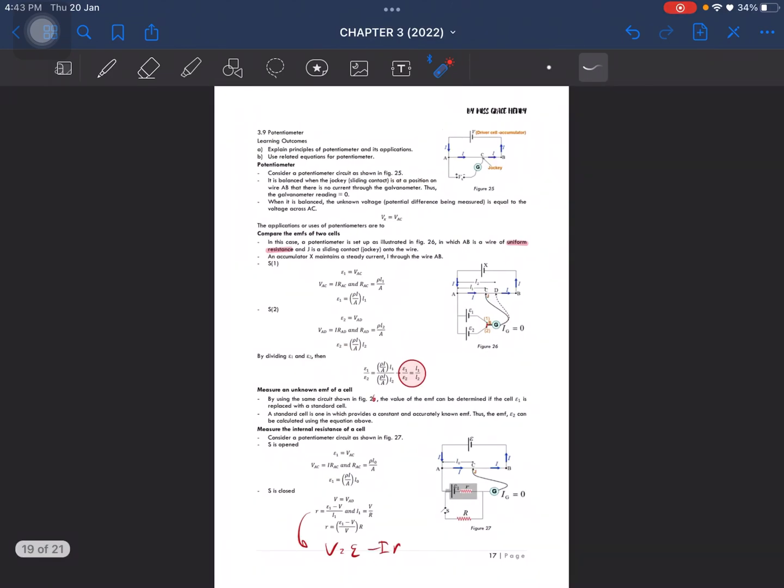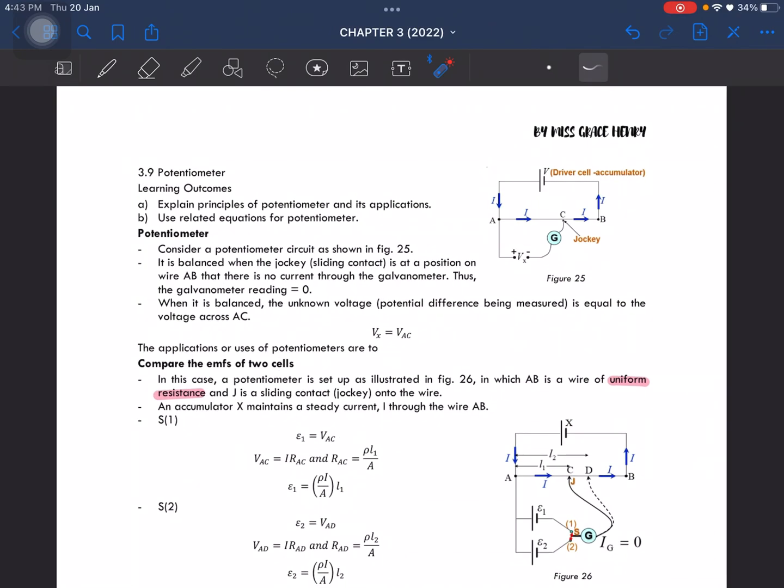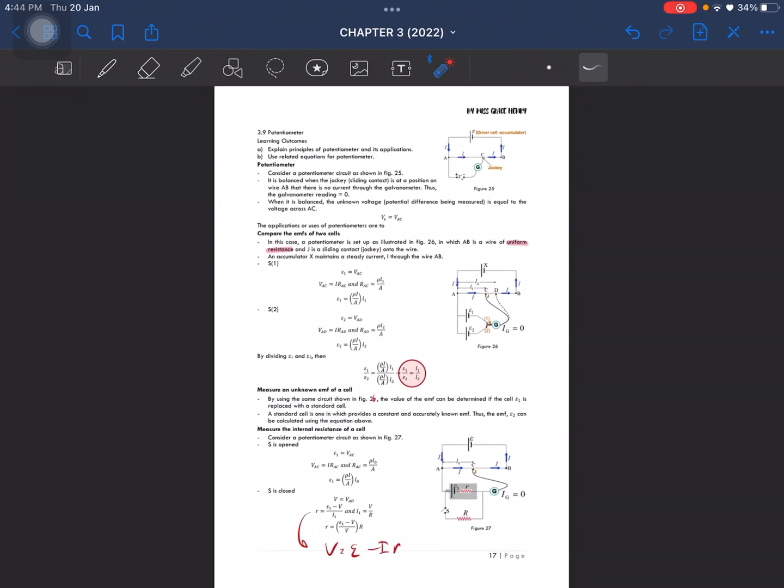Right. So that is mostly the most important concepts of potentiometer. You will mostly be using the potential divider concepts to solve potentiometer problems too. But the most important concept is when G is equal to 0, the voltage at where the balance point is, the VAC here, would be equal to Vx here, only if G is equal to 0. Okay, so that is on potentiometer.